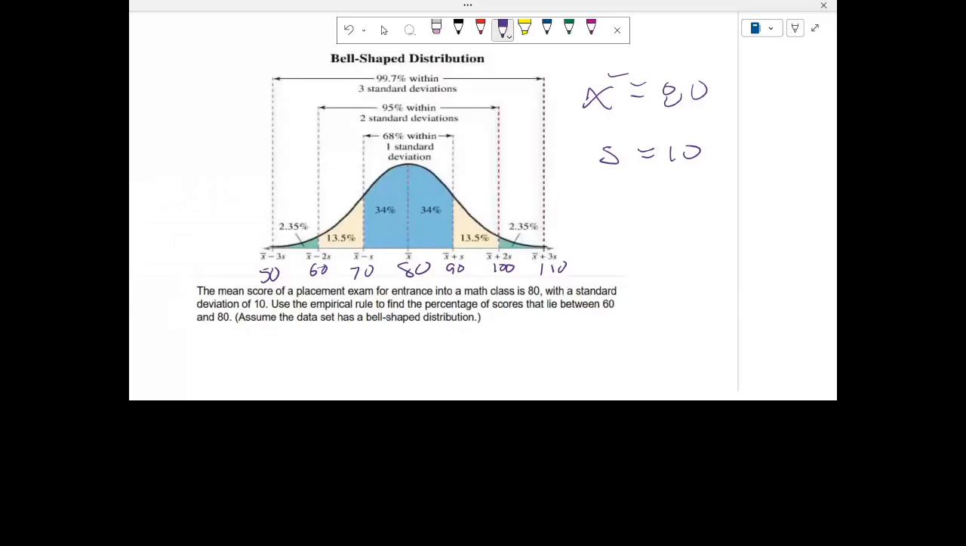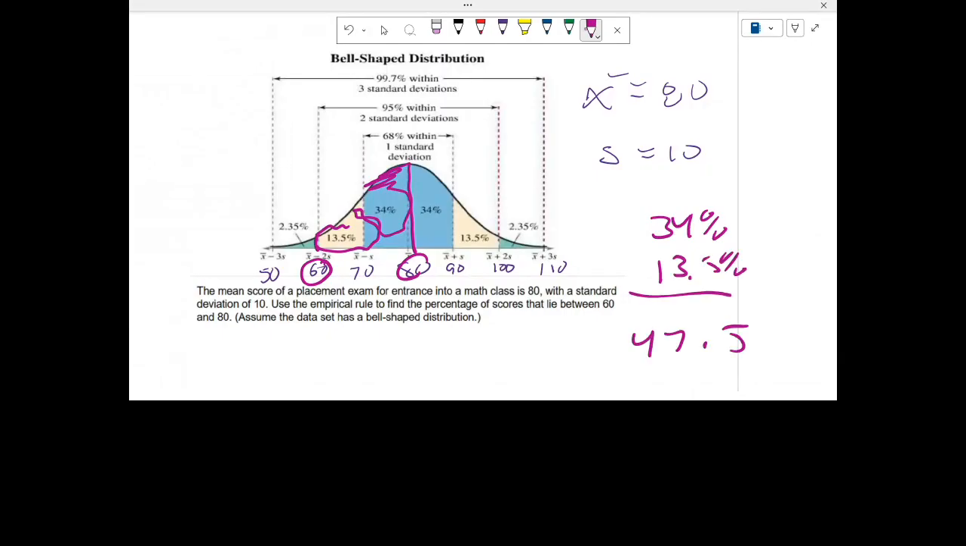Let's see what it says. Can we find the percentage of scores that lie between 60 and 80? Here's 60, here's 80. I'm looking for everybody within this piece. What two percentages do you think I need to add together? 34 and 13.5. Are we all coming up with 47.5%? Boom.